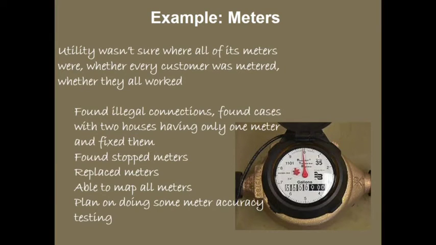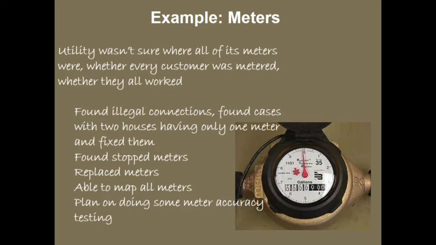Another example is meters. This particular utility really didn't know for sure where all its meters were located, whether every single customer was metered, whether all the meters worked. So in the process of doing their inventory and looking at their system and really digging into the meter issue, they were able to find some illegal connections that they could address. They found cases where 2 houses had 1 meter and they had to fix that particular issue.